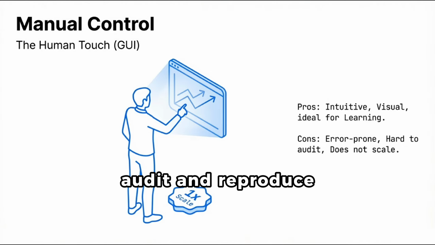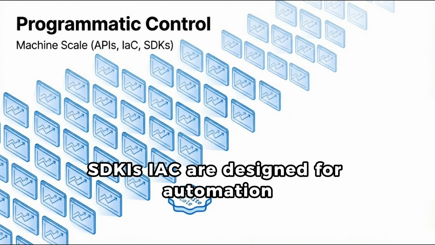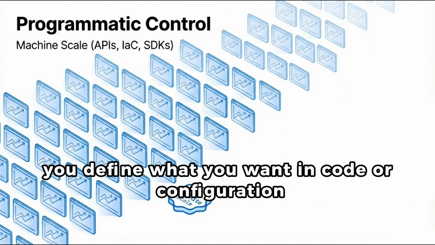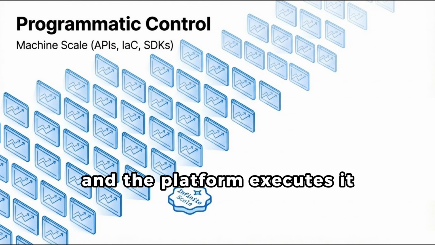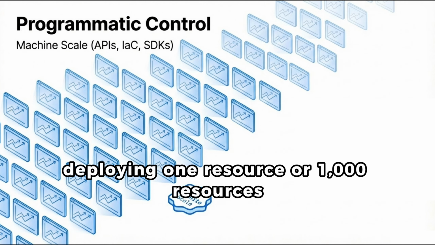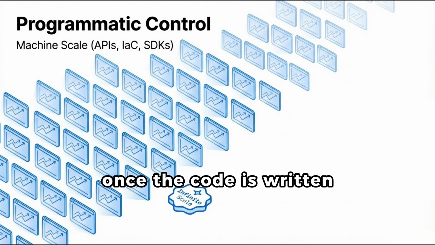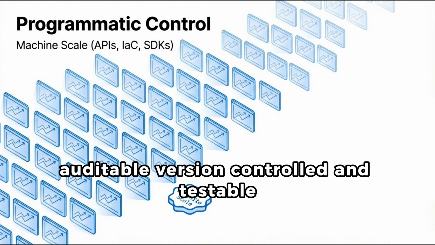track, audit, and reproduce. Programmatic control surfaces, APIs, CLIs, SDKs, IAC, are designed for automation. You define what you want in code or configuration, and the platform executes it. This scales infinitely. Deploying 1 resource or 1,000 resources takes the same effort once the code is written. It's repeatable, auditable, version-controlled, and testable.